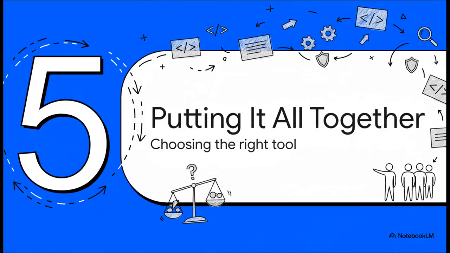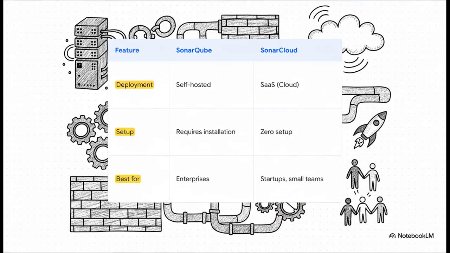All right, let's bring this all together. How do you actually decide what's right for your team? You've got two main choices. There's SonarQube, which is the self-hosted version you install and manage on your own servers. This is great for large companies with specific security needs. Then there's SonarCloud, which is the SaaS, or software as a service version. There's zero setup, you just sign up and go, which makes it perfect for startups and smaller teams.